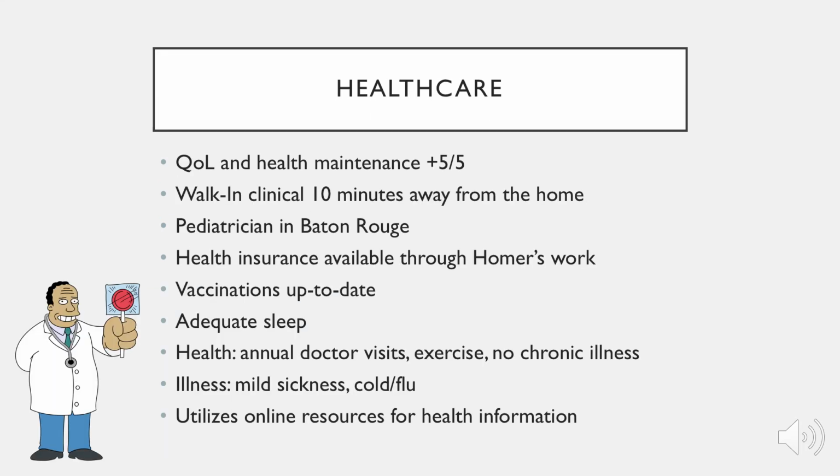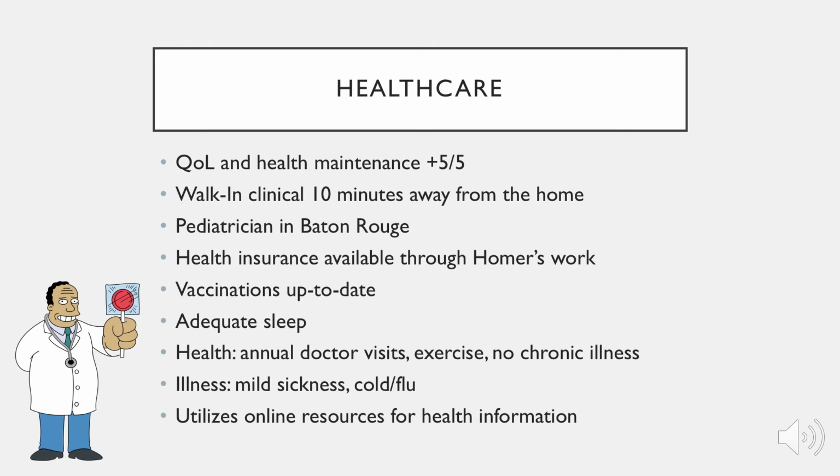Overall, the nuclear family considers itself to be healthy. The family rated the importance of quality of life and health maintenance as a 5, based on a 0 through 5 Likert scale. Available to the family is a walk-in clinic 10 minutes away from the home. The nearest ER is 25 to 30 minutes away.